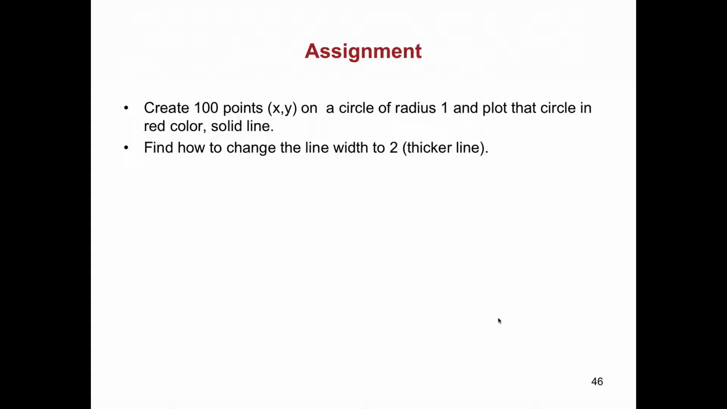Let's review your plotting of 2D plots. So you have your assignment for data to be plotted is to create 100 points, or their x and y coordinates, that are on a circle of radius 1. And I want you to plot that circle in red color with solid line. And I want you to also find how to change that line width to 2 to have a thicker line.